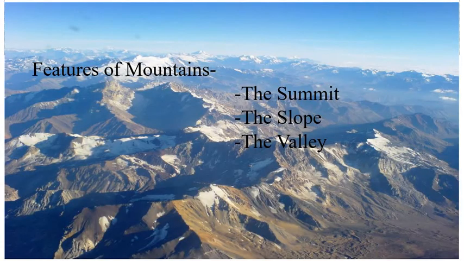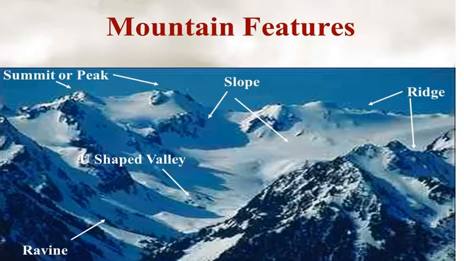Okay, so next let's see its features. What are the important features of any mountain? First one is the summit, the slope and the valley. So the summit, in this diagram you just see that the summit here, this one, it's the mountain top. Sometimes it also refers peak. It's the topmost position of the mountain. Then the slope. Okay, here this side it's a slope. So mountain slope. It's a limb of the mountain.